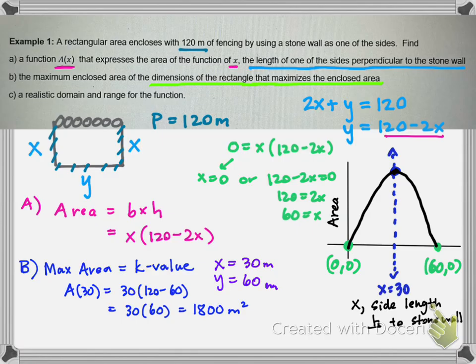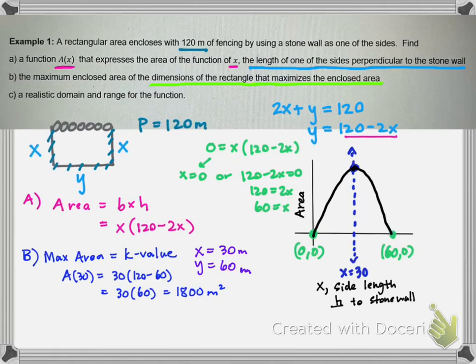Okay, and then I go back to the question. C: give a realistic domain and range for this function. Well, if I look at what I have calculated on my screen, I have a really good visual of domain and range because I have my picture. So for part C, what I need to think about is domain.